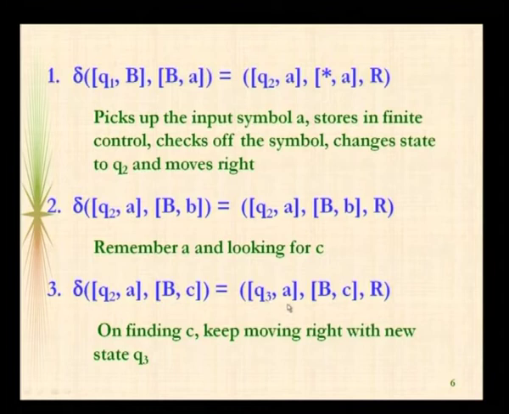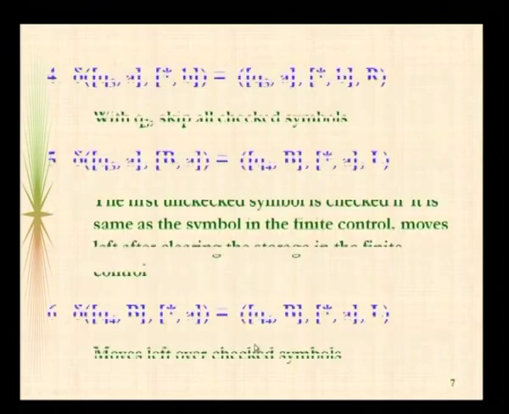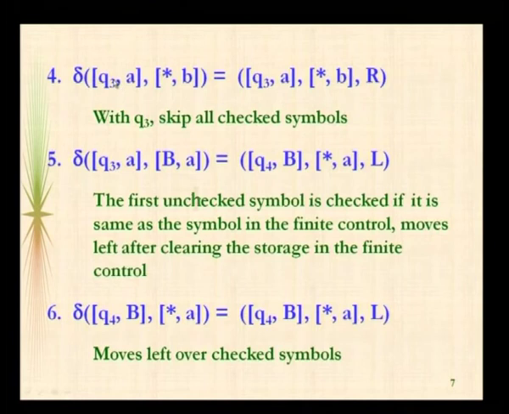So, Q3, but still we will not change the content whatever we have stored in the finite control storage. That is going to be our A, and keep moving. So, on finding C, keep moving right, but with a new state saying that hereafter you have to skip only the checked symbols. So, now we have the transition for skipping all the checked symbols.